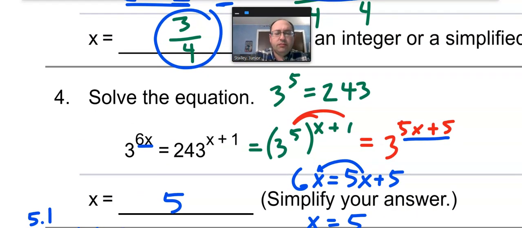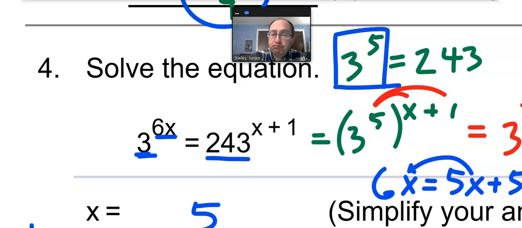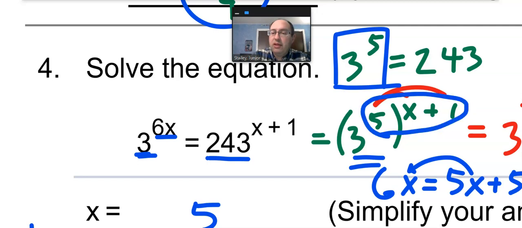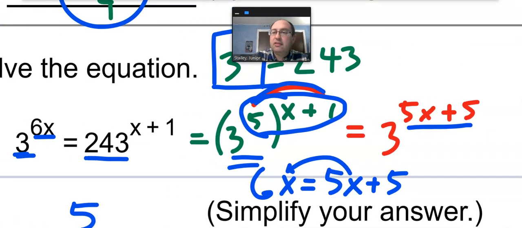Question 4. Continuing in the grand strategy here, can you rewrite 243 as a power of 3? We want to get the bases to be exactly the same. And the truth is, yes, we can write 243 as 3 to the 5th power. So you can see that I replaced the 243 with 3 to the 5th, but then we have the power of a power property right here. These two exponents get multiplied. You can see that I distribute the 5 to both of those.